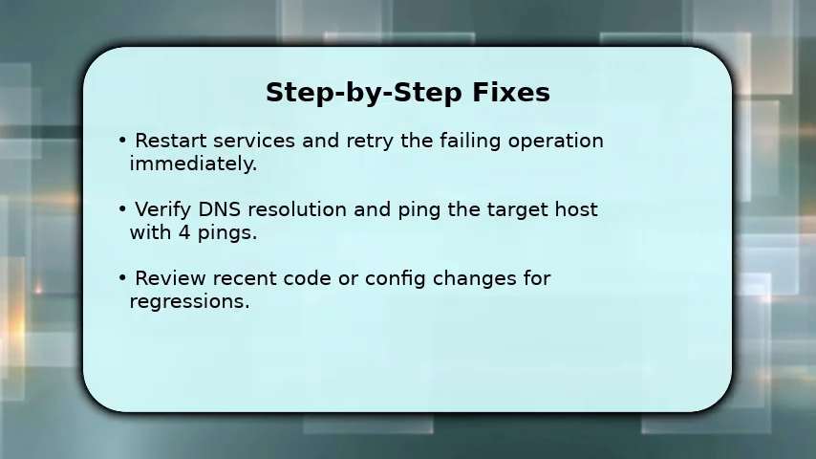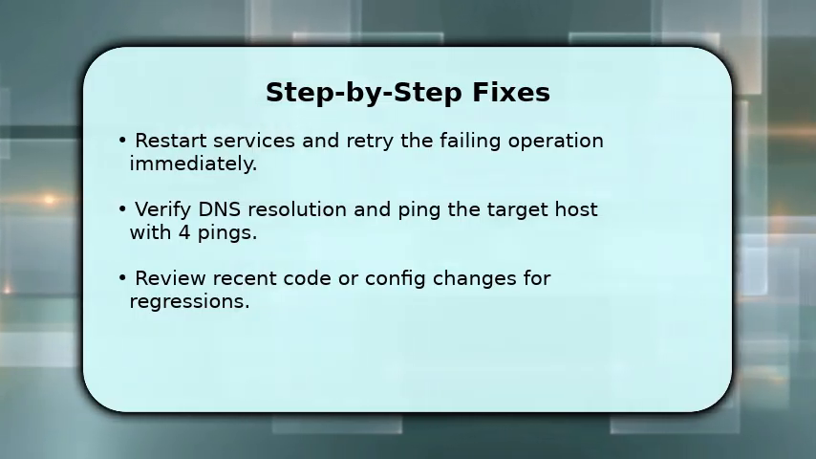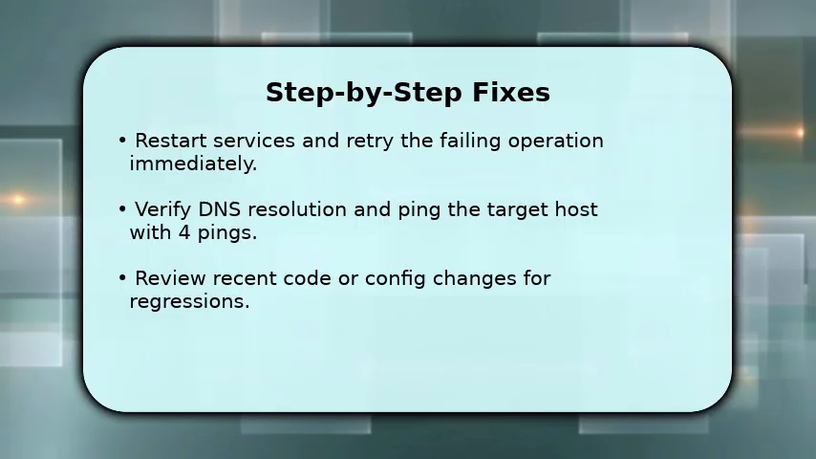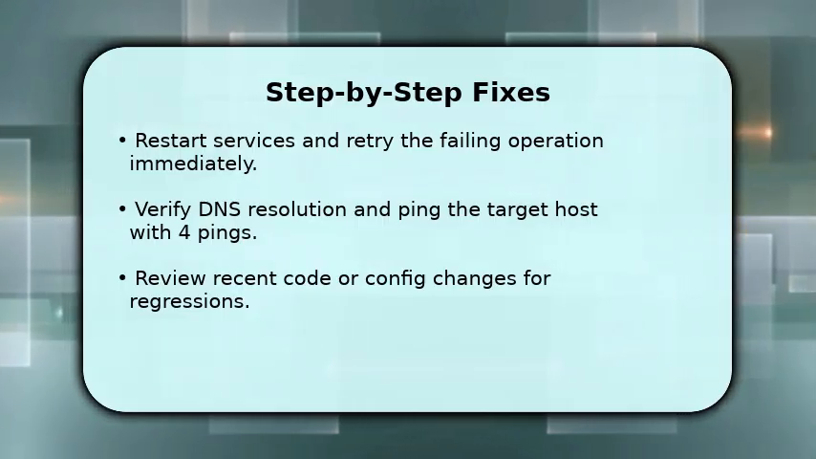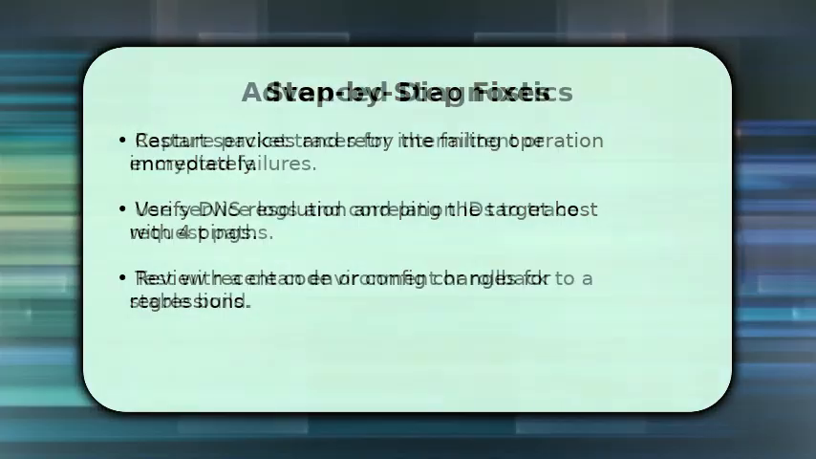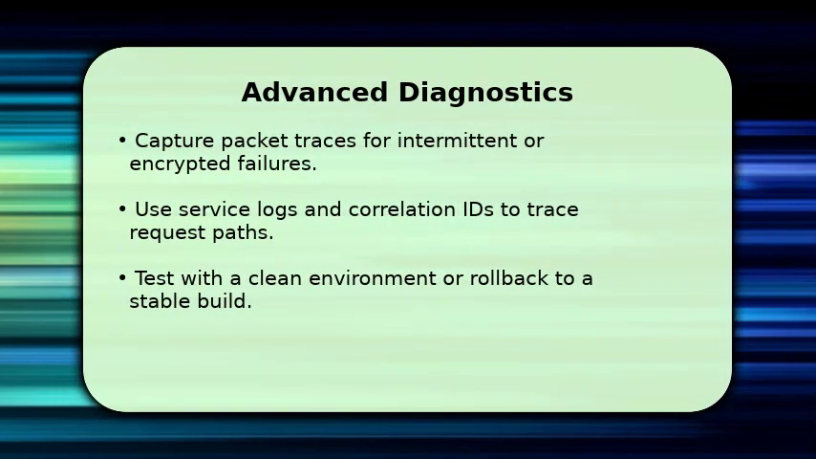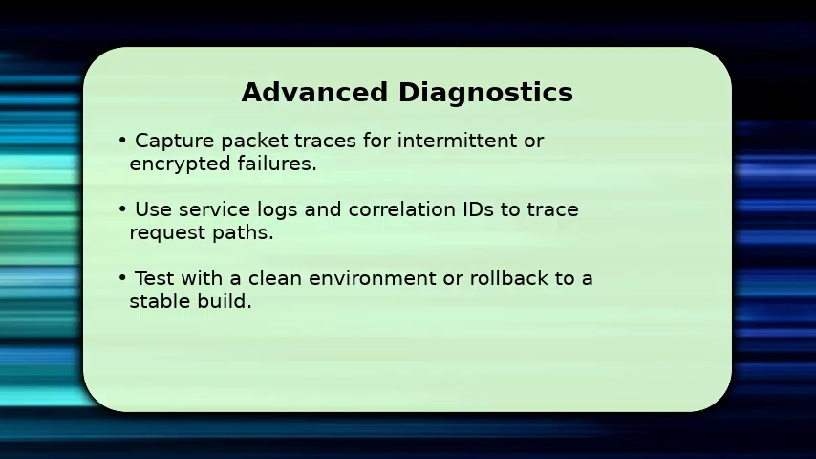If you find a suspect change, revert it in a staging environment first and test before applying to production to avoid cascading issues. When basic checks fail, collect deeper diagnostics and stay systematic. Capture packet traces or use a network tap to observe traffic related to the error.